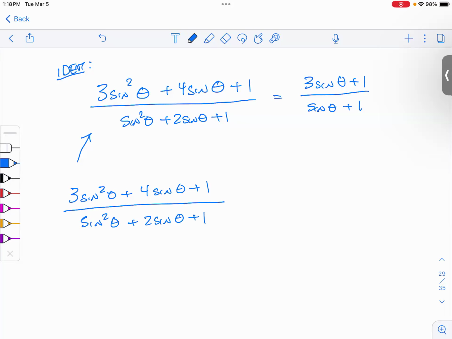Okay. All right, now techniques. Convert to sines, cosines. Done. Common denominator. Done. What's the next one? Factor. Does this look factorable? No. No. Yes. If it looks a little complicated, what should we do? Change it to x's.